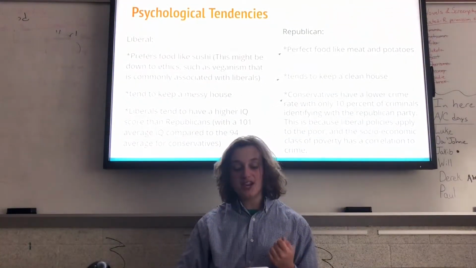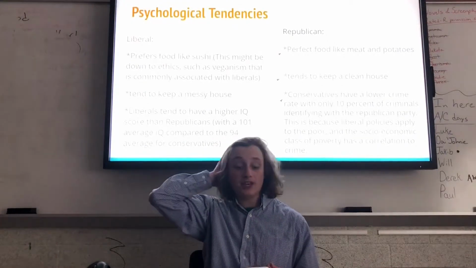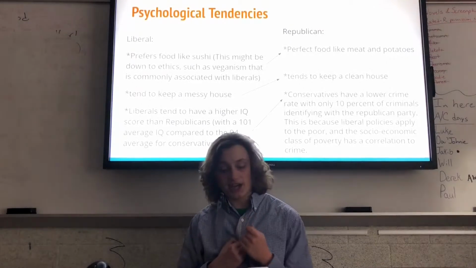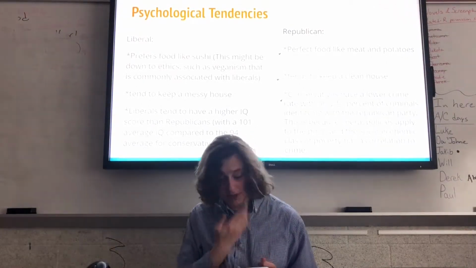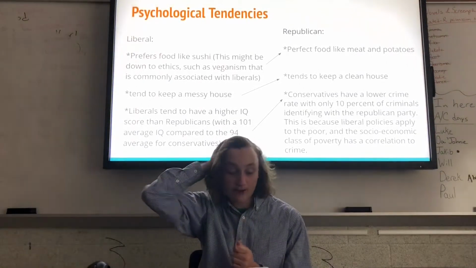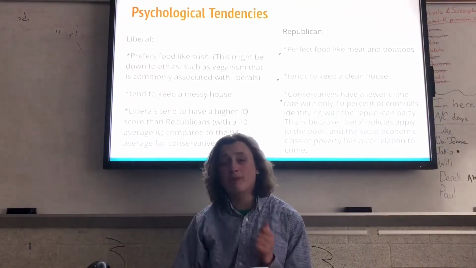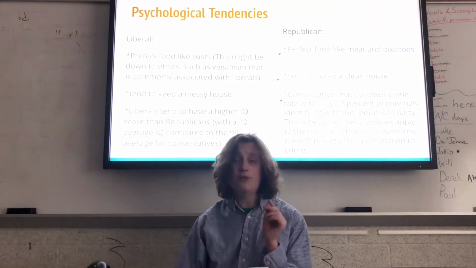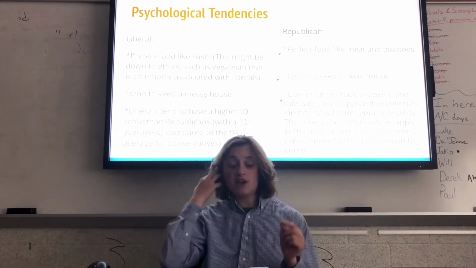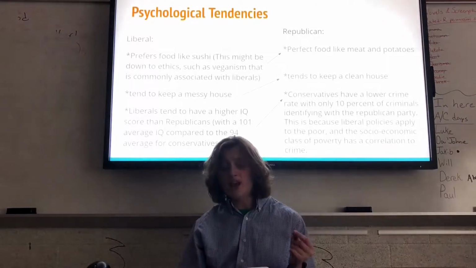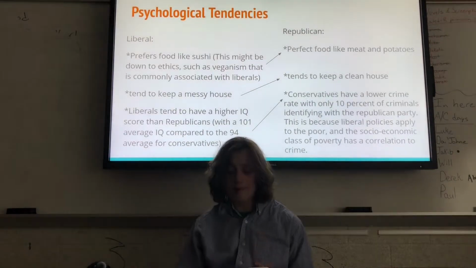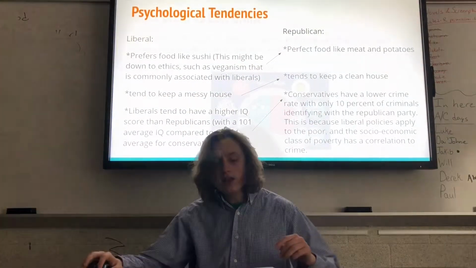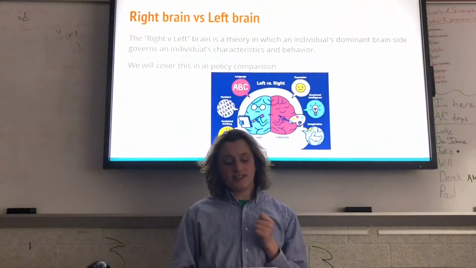With this said, liberals tend to have a higher IQ score than Republicans, with liberals averaging a 101 and Republicans averaging a 94. On the other hand though, conservatives have a lower crime rate, with only 10% of convicted criminals currently in jail or prison identifying with the Republican Party. Although I may suggest that this is because liberal policies apply to the poor, and the socioeconomic class of poverty has a correlation to crime. Just a disclaimer. Now let's talk a bit about the right versus the left brain.